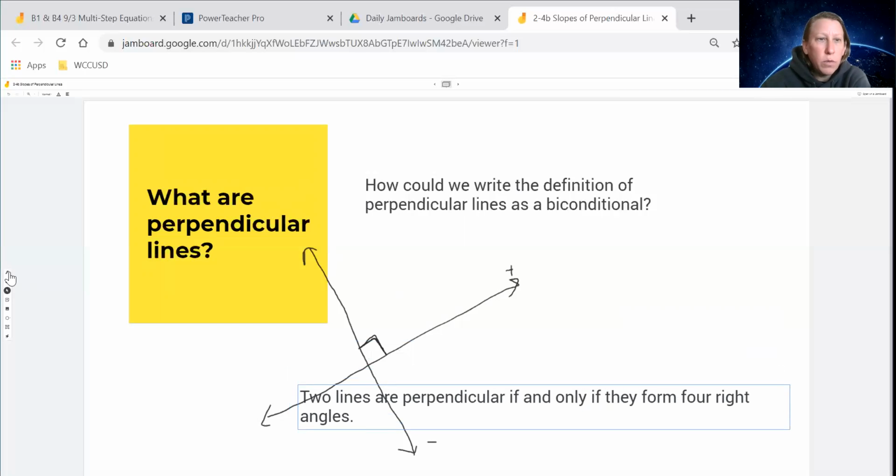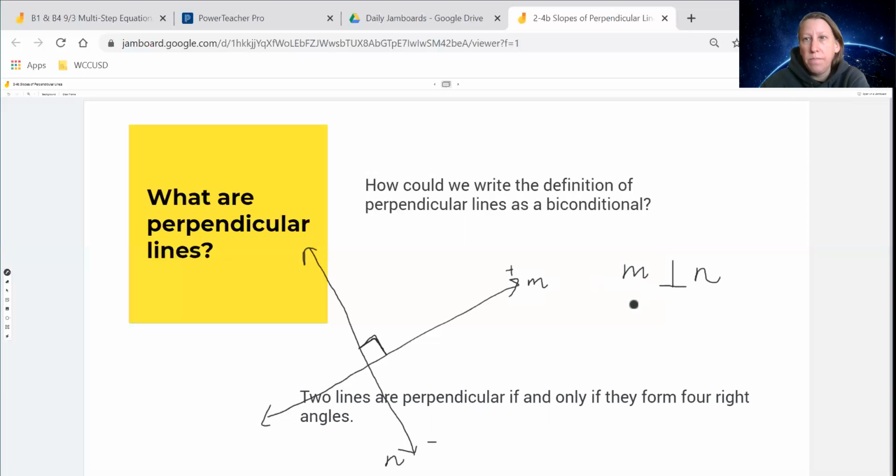The symbol for perpendicular lines, perpendicular is a very long word, so if I don't want to write it, I can just write this upside down T. So this would be, let's say that's line M, and that's line N. I could say line M is perpendicular to line N.